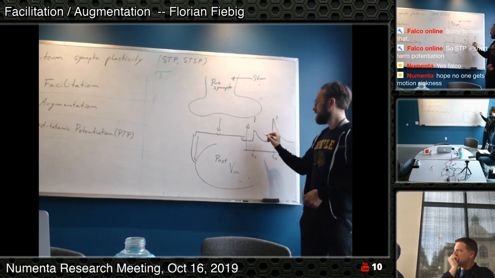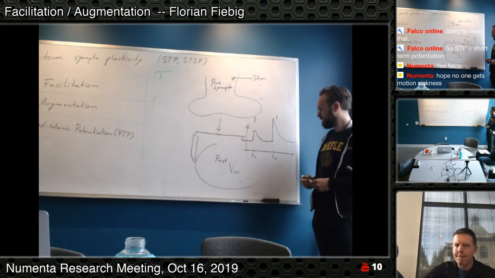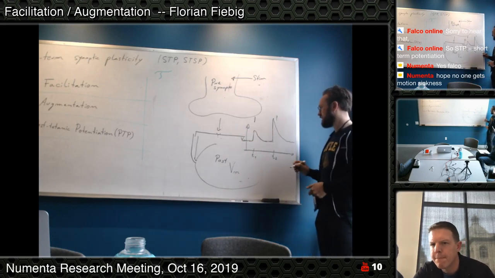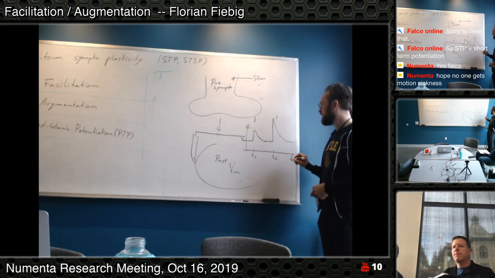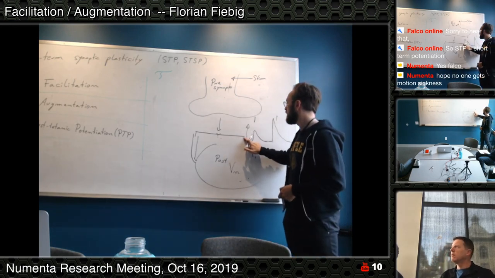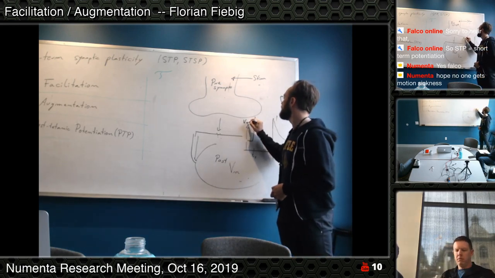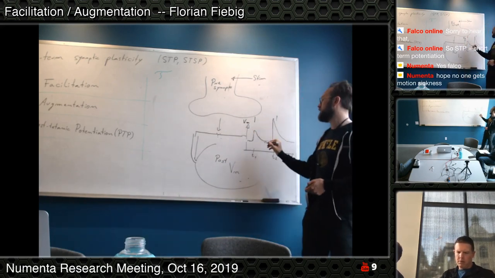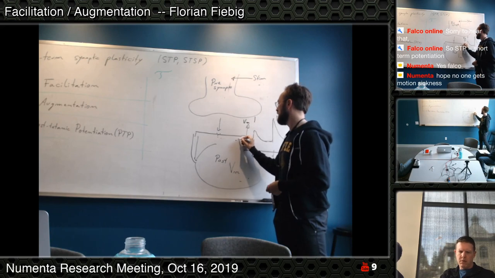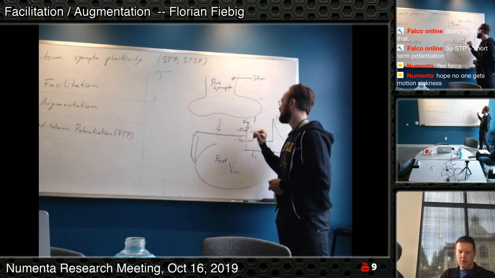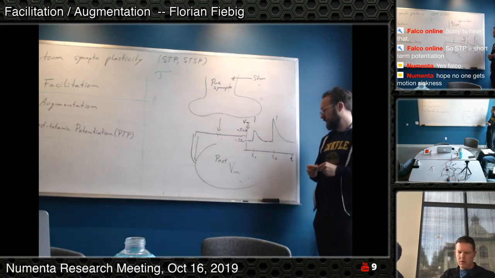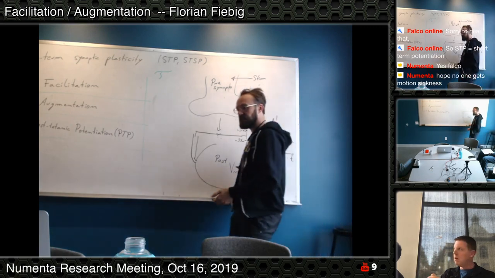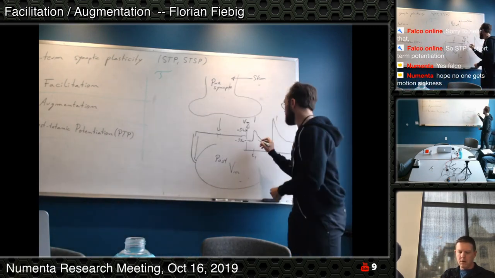I'm a little confused about where the axes are going. So are you saying it's depolarized? It's more depolarized now? Yes. It's still up. So maybe imagine this is minus 55 millivolts, and this is maybe minus 54 millivolts. Okay. Right. So what you saw here then is this gap here.